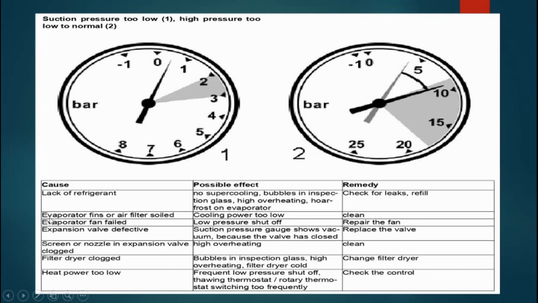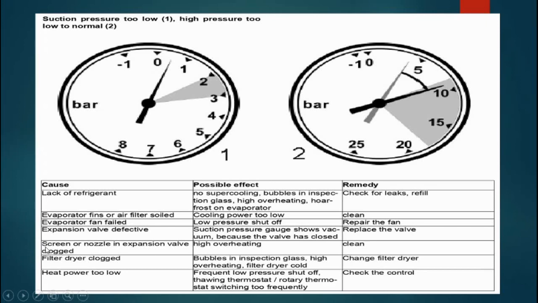Second cause, evaporator fins or air filter soiled, meaning dirty. The effect is that cooling power is too low, and its remedy is to clean. Third cause is evaporator fan failed, low pressure shut off, replace the fan. And the fourth cause is the expansion valve defective, the suction pressure gauge shows vacuum because the valve has closed. So its remedy is to replace the valve.